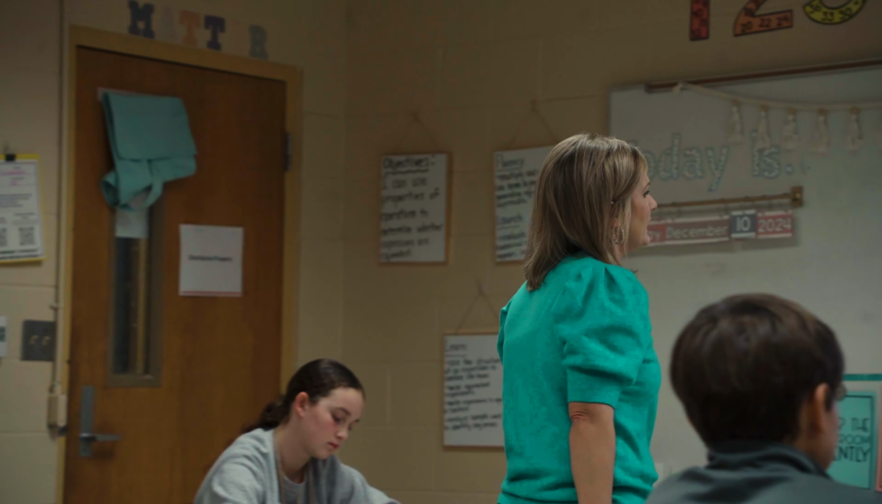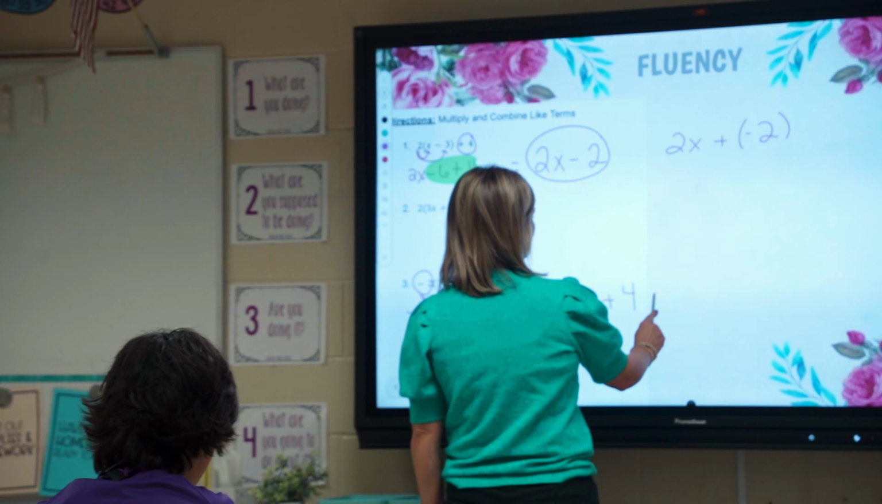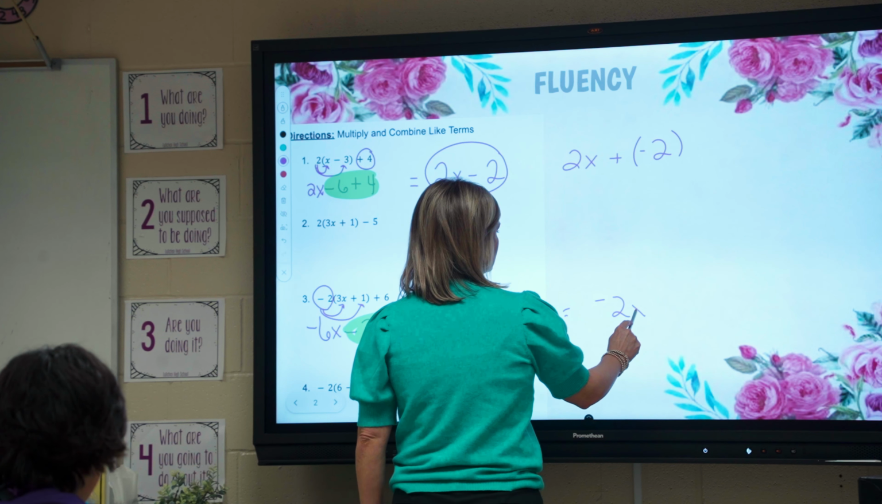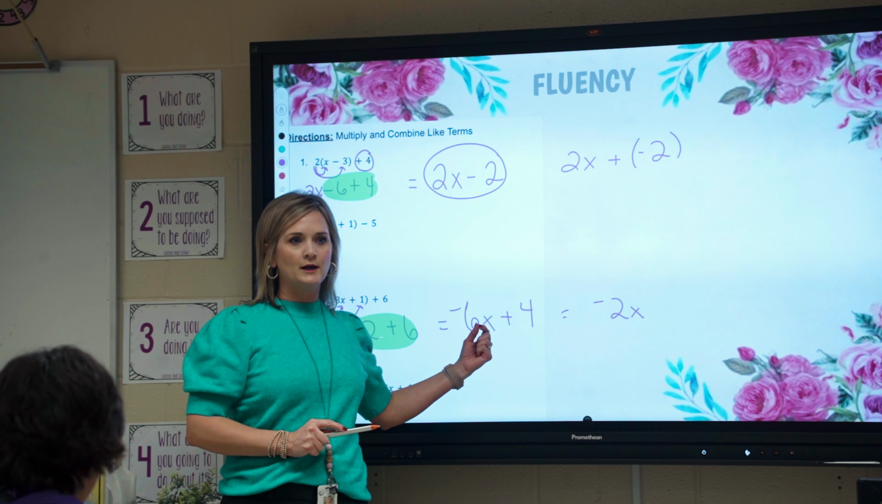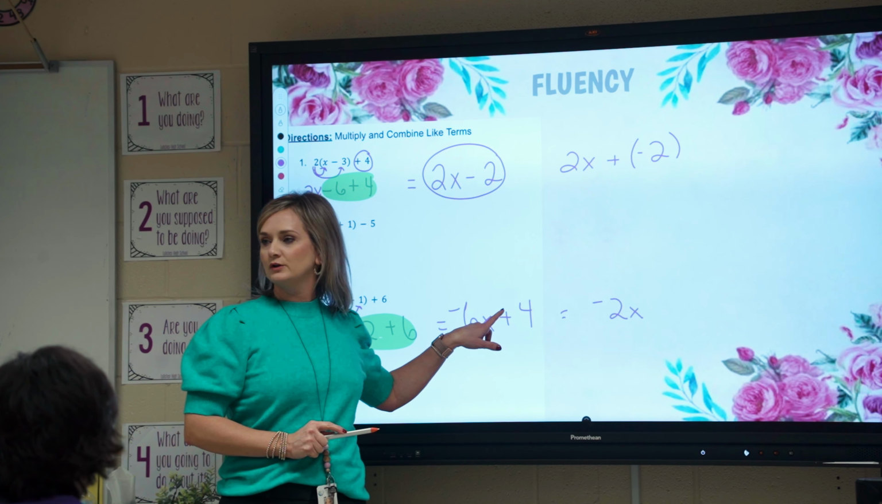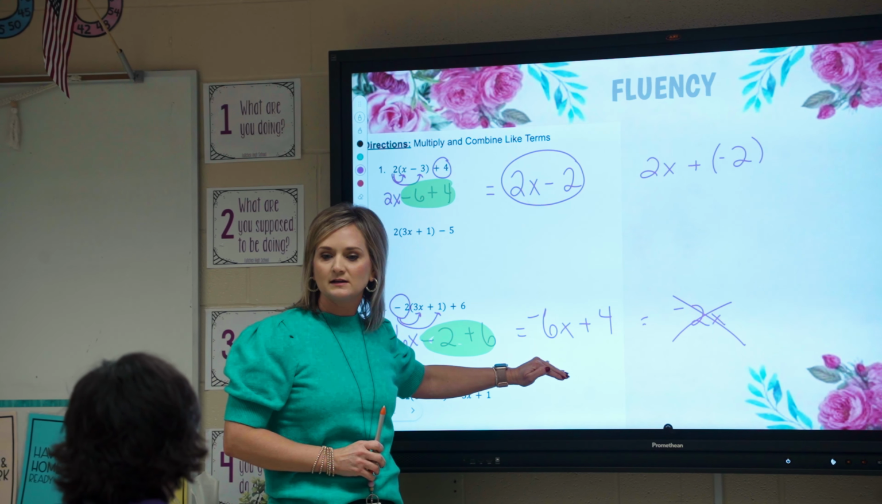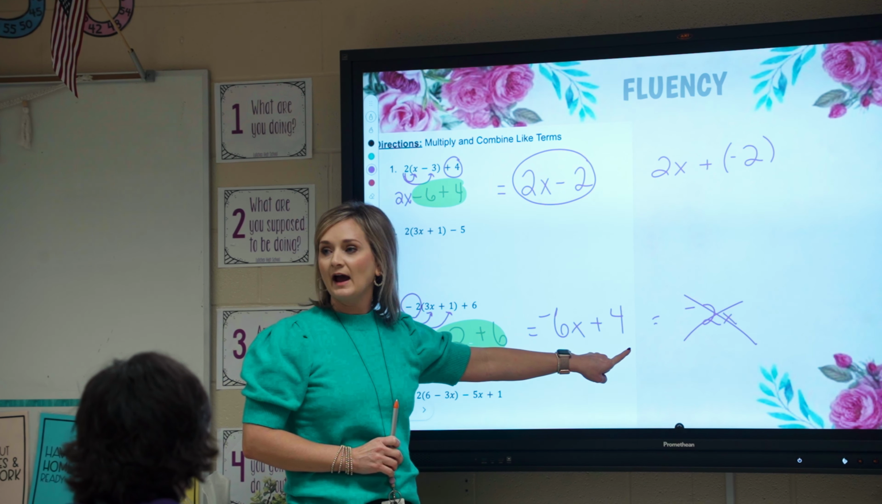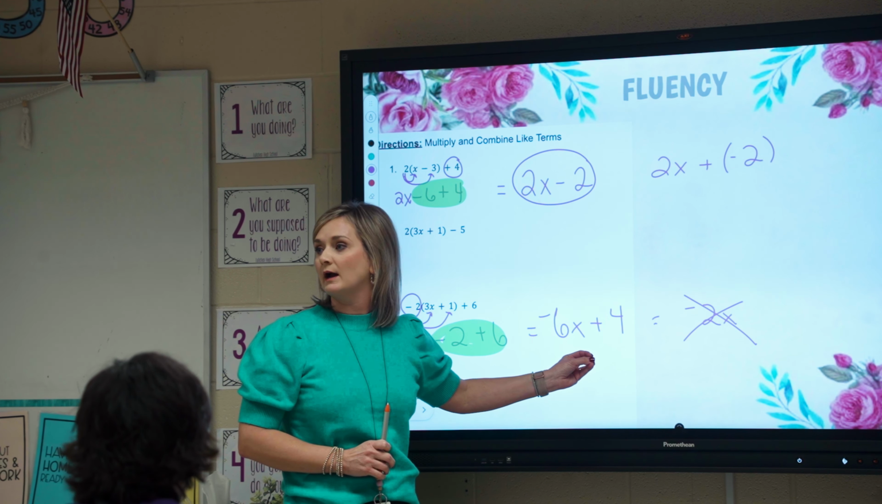Could I say that I could simplify this more and say negative 2x? Can I combine all these numbers? No, I can't. I need you to know that, okay? We cannot combine the positive 4 and the negative 6x because what does 4 not have? A variable. We can't just combine these two.